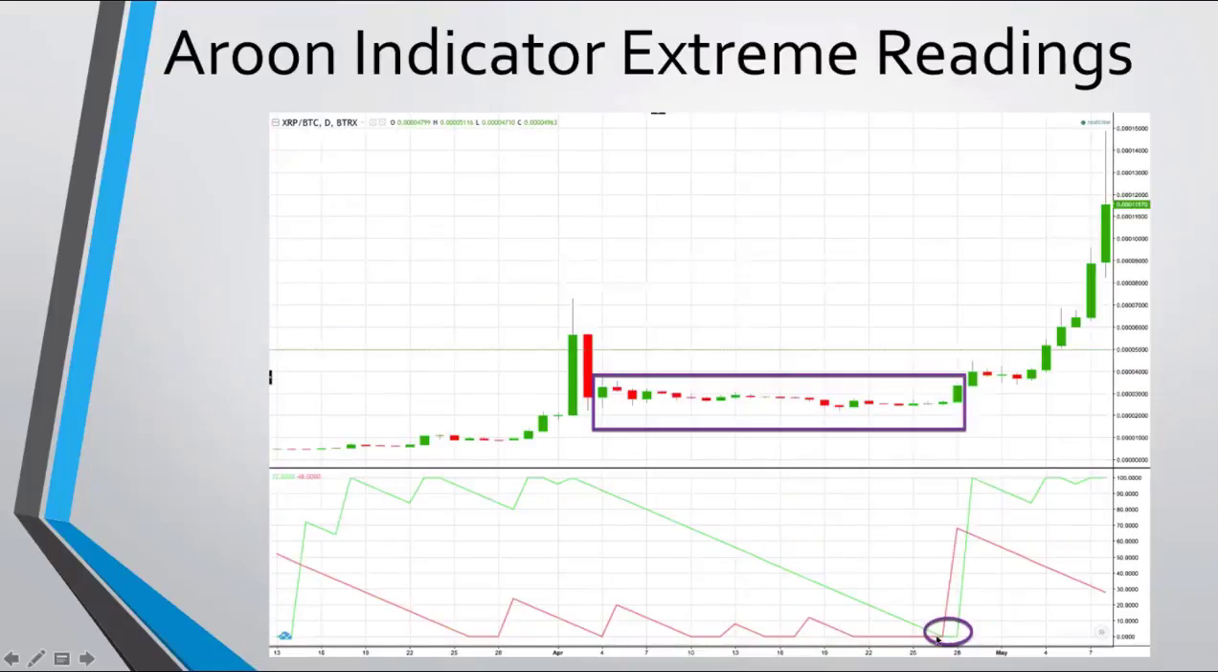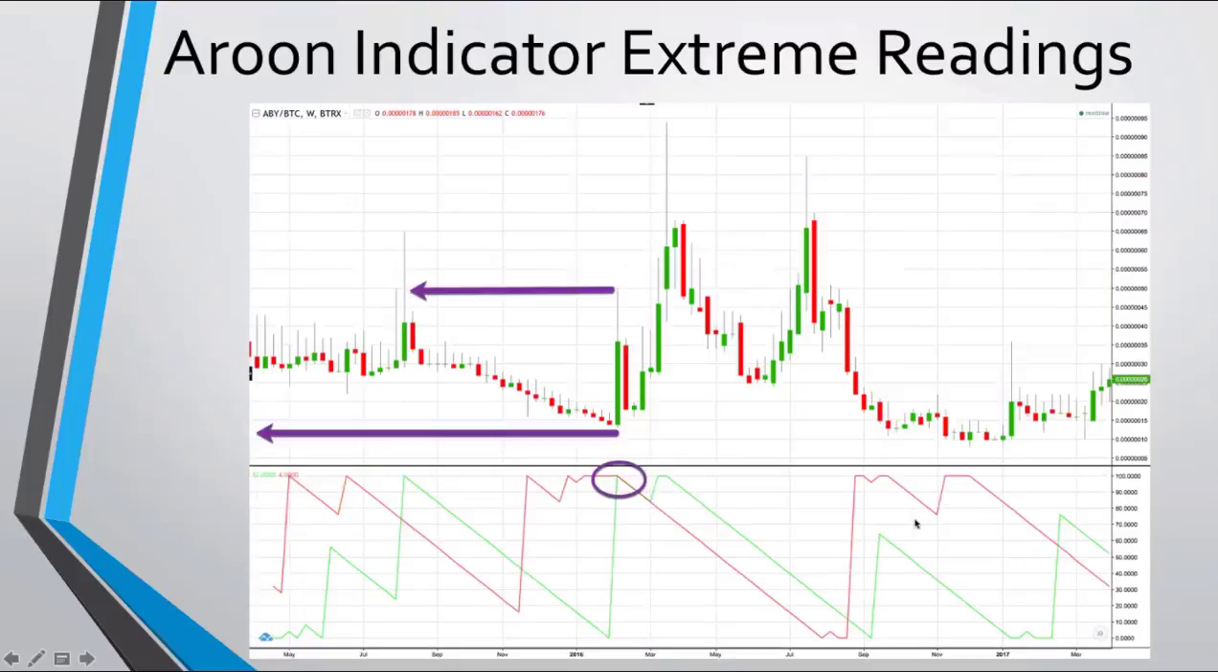Here, they're both at zero for a bit of time, and you can see extreme consolidation. This is not making new highs or lows and actually keeps consolidating more and more and more until it does break out. Here's the crossover case, which Bob's going to cover also. And finally, here we have both at 100.